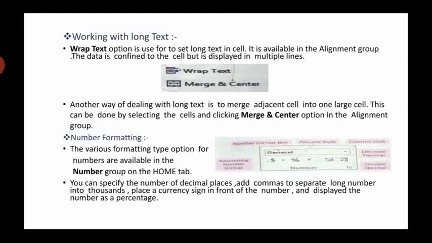Another way of dealing with long text is to merge adjacent cells into one large cell. This can be done by selecting the cells and clicking merge and center in the alignment group.